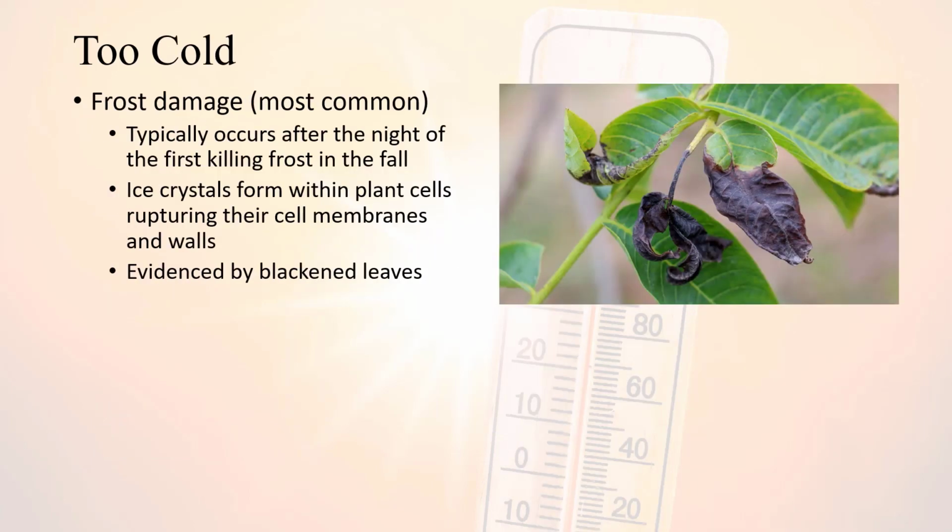Alternatively, we can have temperatures that are too cold. And when this happens, we can have frost damage. And you've probably seen this before, right? Where your leaves or tissues turn black like that. It typically occurs after the night of the first killing frost in the fall. And what is actually happening is that ice crystals are forming within the plant cells and rupturing their cell membranes, leading to cell death. And we see this by those blackened leaves that you see there.